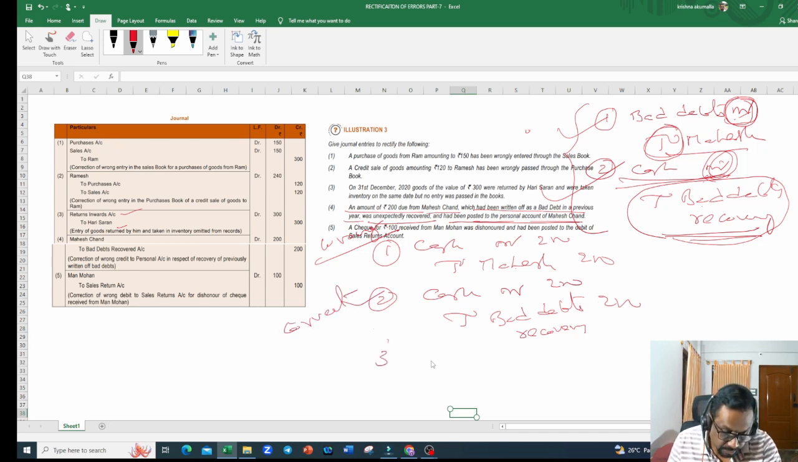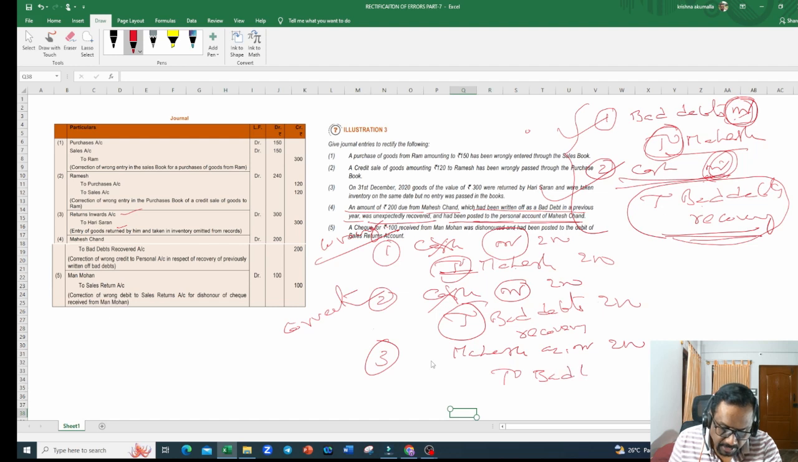Now we need to prepare the rectification entry. What rectification entry we are supposed to put? Cash debited in wrong entry, but in correct entry also cash account is debit, so there is no issue here. There is no need to worry about cash. Which account they incorrectly credited? Mahesh account. So now Mahesh account has to be rectified. If you want to rectify credit, you need to debit. So Mahesh account debit 200. What account we are supposed to credit? Bad debts recovery account. So that has not been created. Now we are creating the bad debts recovery account 200. So these are the three entries you need to prepare.